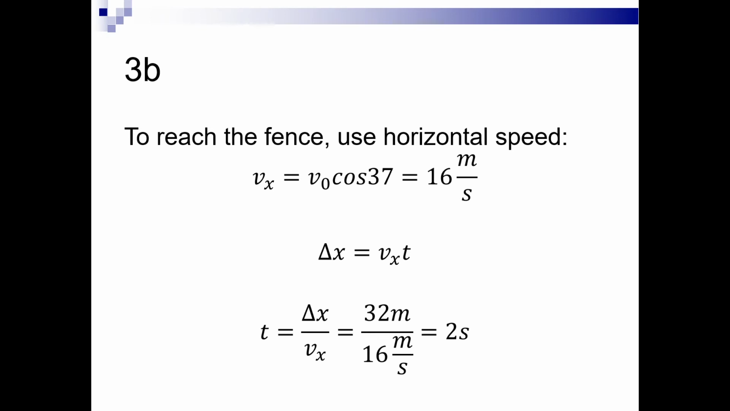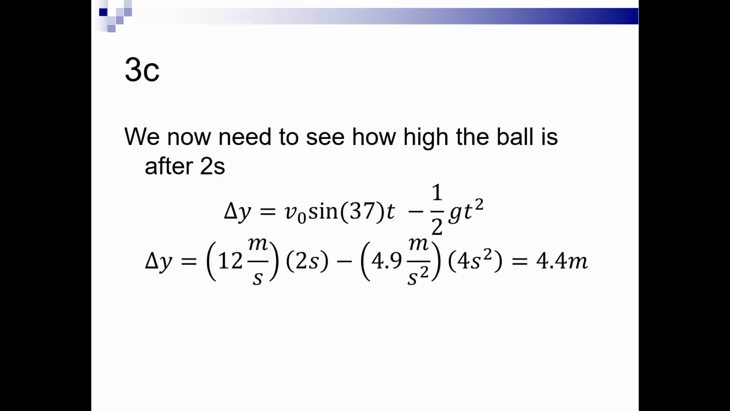Now, to see if it actually clears the fence, we need to see how high it's going to be after those 2 seconds. So we plug in our equations with accelerated motion. We know in the vertical direction it's going v0 sine 37, which is 12 meters per second, because it's 20 times 0.6, and then minus 1/2 gt squared. So if you plug that in, I get a height of 4.4 meters. So the answer would be, if the fence is 2.5 meters high, it would clear by about 1.9 meters.